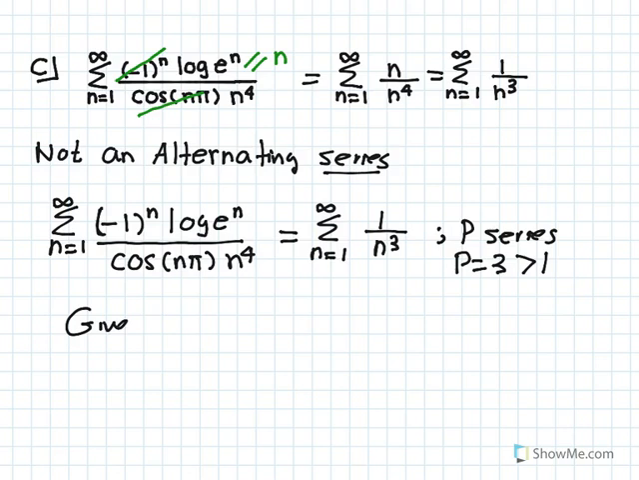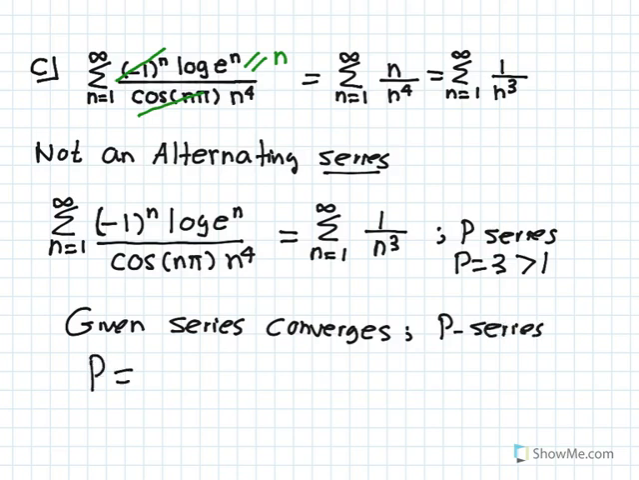So the given series converges because it's a p-series with p equals 3 greater than 1. This was kind of a tricky question because it actually wasn't an alternating series at all after we simplified it, and we realized that it is just a p-series, and the summation of 1 over n cubed is a convergent p-series because the value of p is equal to 3, which is greater than 1. All right, thanks.